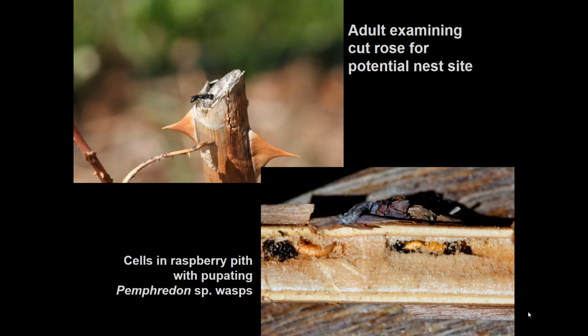Now, I don't have a picture of them with their prey, but if I had taken this picture in the lower right a little earlier, it would have shown a cell that was packed full of paralyzed prey, aphids, and then the young wasp larva would consume the prey that was there. And in the picture in the lower right, you can see a full-grown larva and a pupa of this kind of wasp that later will emerge and repeat.